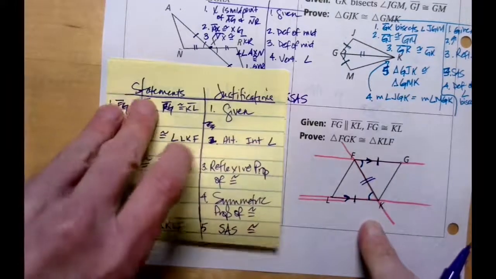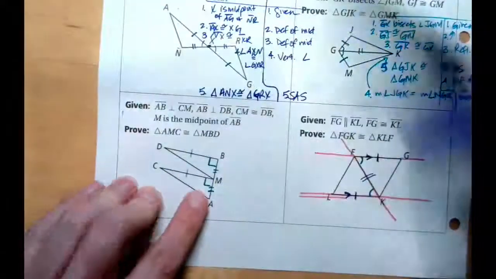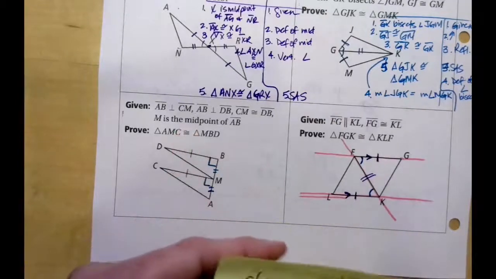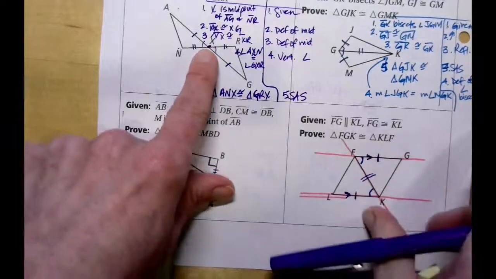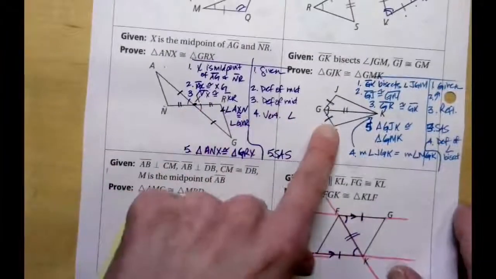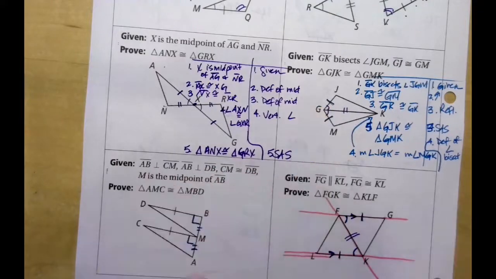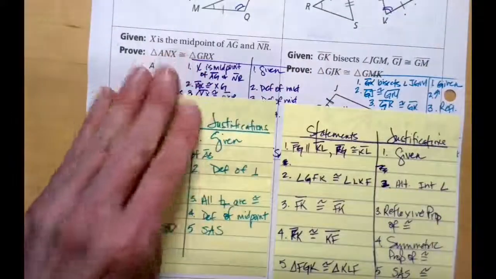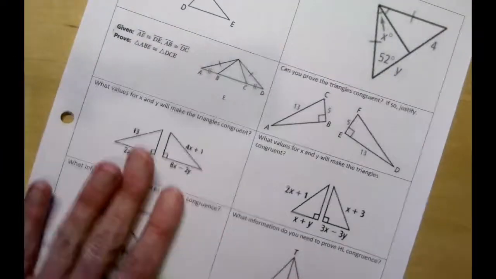Hey, they were all side angle side. Here's side angle side. This one was side angle side because I had M as the midpoint. Here I have side angle side because I had those vertical angles. And here I had side angle side because of the bisectors. Crazy. Side angle side kind of day. All right, that's it for that page. Let's keep going.